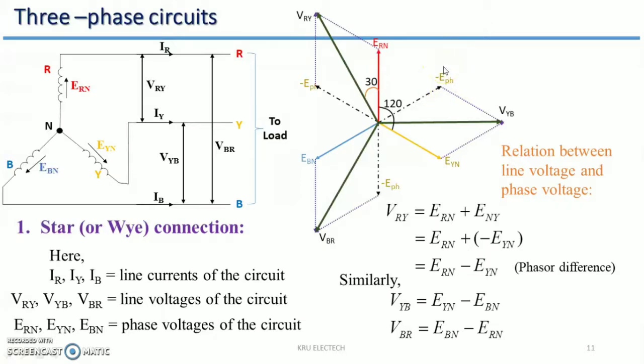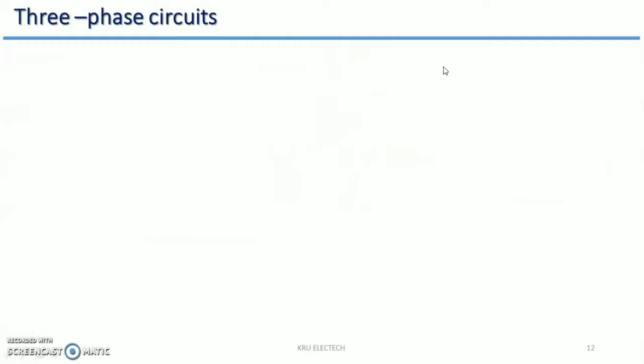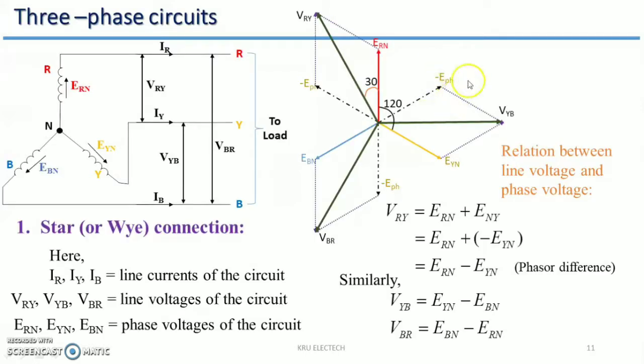If all phases are symmetrical and have the same amplitude, you can directly write minus E phase here, minus E phase here, and minus E phase here. But if each has a different amplitude, you have to mention the names: minus ER, minus EY and minus EB.